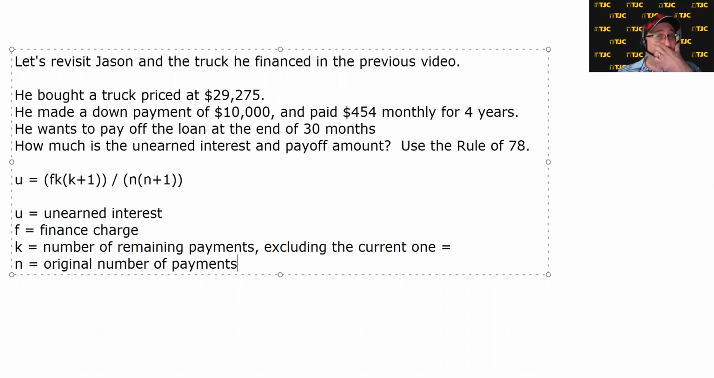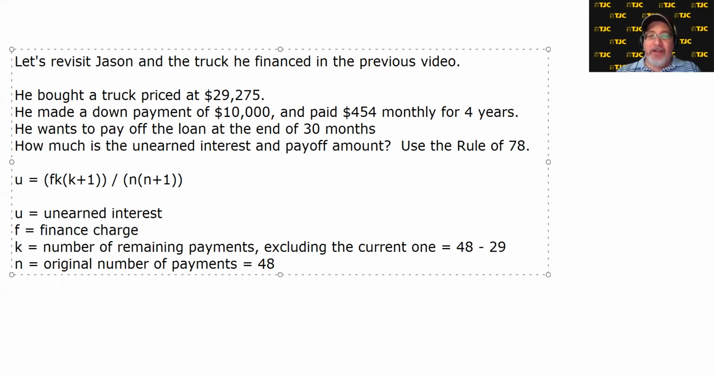We are at the 30th payment. Well, let's start with the number of original payments, which was 48. 4 years times 12 months in a year is 48. If we are at the 30th payment and about to pay it off, we haven't made that 30th payment yet. So we've made 29 payments so far out of 48.